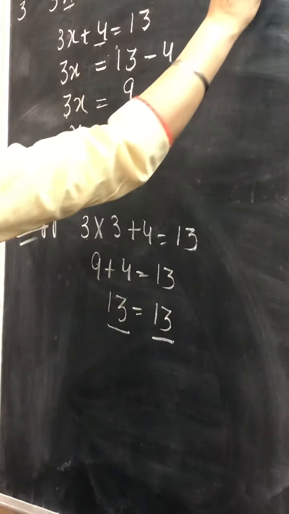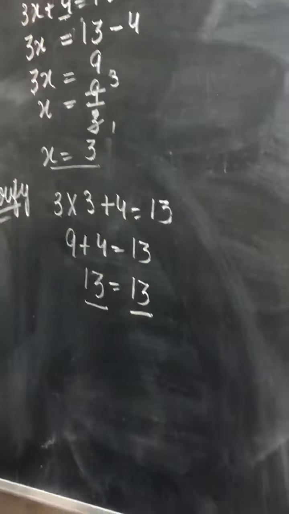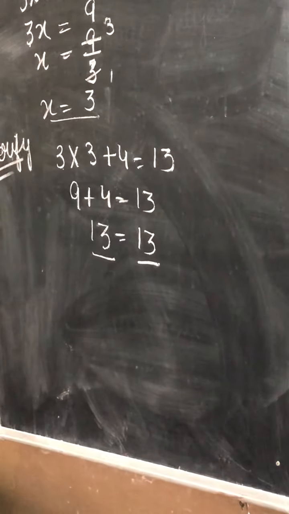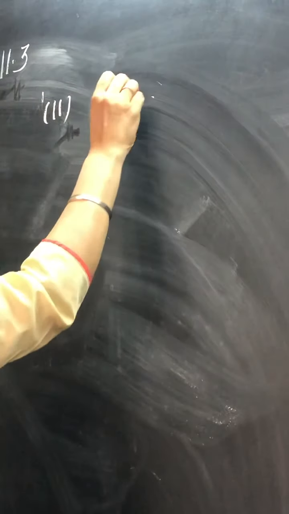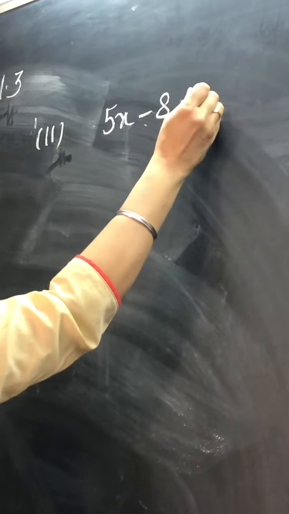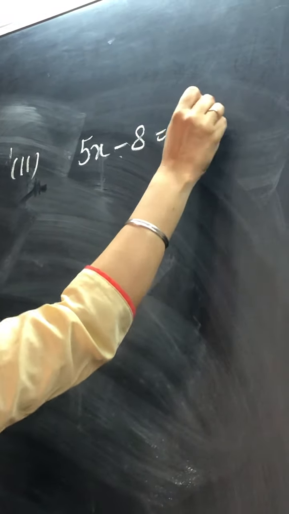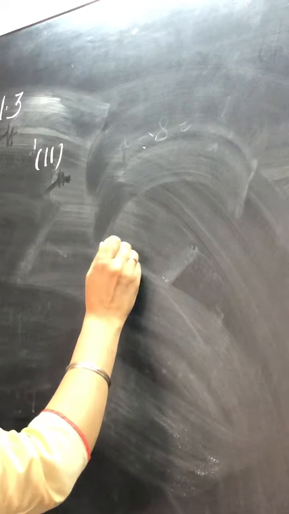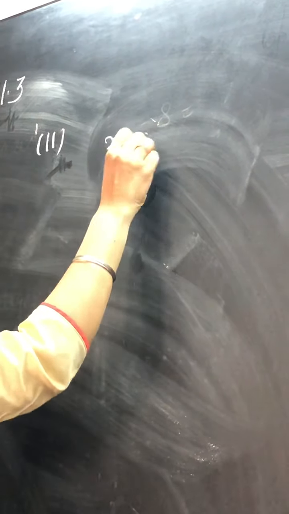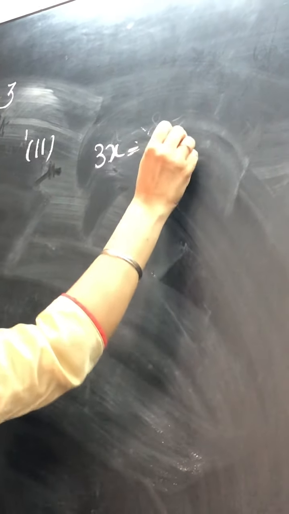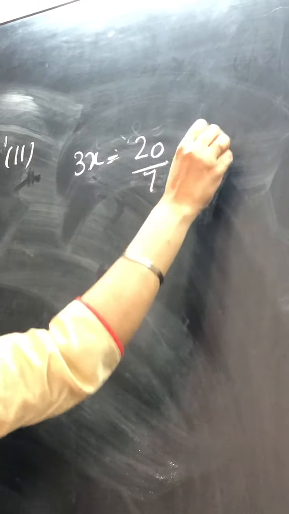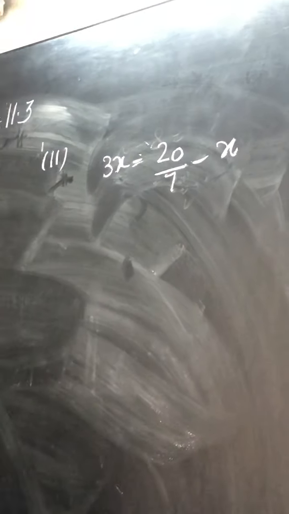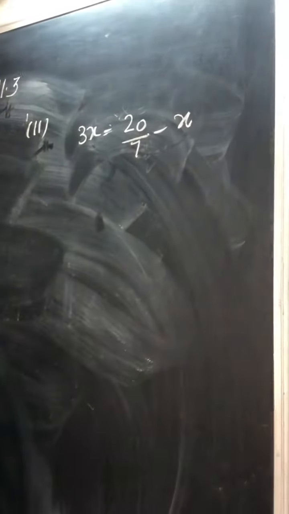Now the second part of this sum is the root of 5x minus 8 is equal to 7. Now I will do another sum because it will be similar to the next one. 3x is equal to 20 by 7 minus x. Now in this we have to find the value of x.